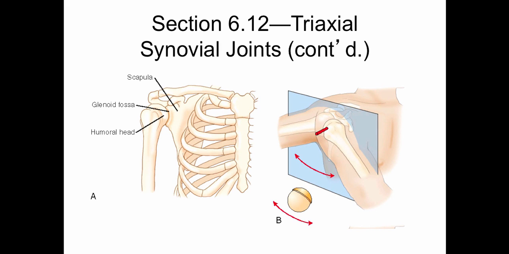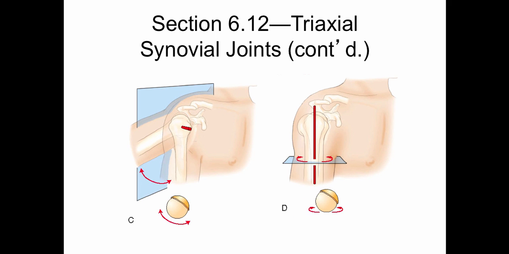Figure A on this slide shows an anterior view of the shoulder joint. Figure B shows flexion and extension of the arm at the shoulder joint within the sagittal plane around a mediolateral axis. Figure C shows abduction and adduction of the arm at the shoulder joint in the frontal plane around an anterior-posterior axis. Figure D shows medial rotation and lateral rotation of the arm at the shoulder joint in the transverse plane around a vertical axis. As you can see, the triaxial synovial joints have multiplanar, multi-axis motions.